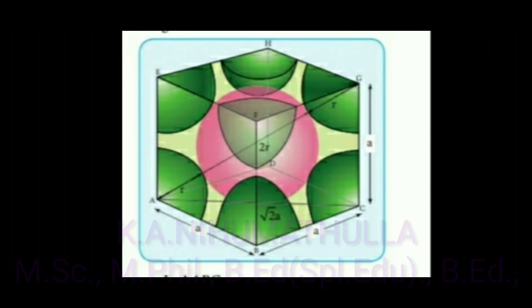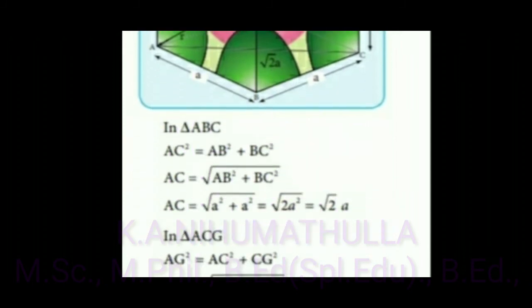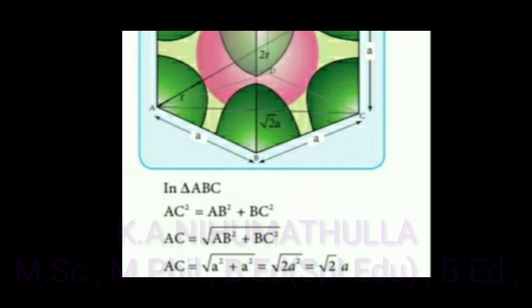So when we apply the Pythagoras theorem, AG squared equals AC squared plus CG squared. We don't know AC. To calculate AC, one more triangle is formed, that is the triangle ABC. Using this, we can calculate AC because we know the AB and BC values. And using the AC value, we can calculate AG. We can equate the radius to our edge length. See the diagram and also the equations.